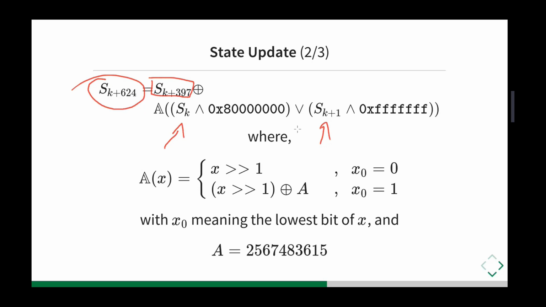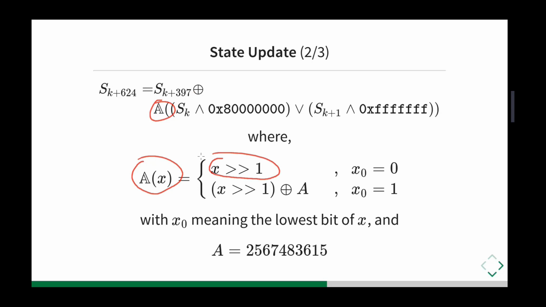And then there is this A function. As I said, no need to go into the details, but this is just an idea of how this is implemented. It takes an input, a mask of bits, and gives the bits shifted by 1 to the right, or shifted by 1 to the right and XORed with a constant, depending on the lowest bit of the input. If the lowest bit is 0, you do just a shift. If it is 1, you do the shift and XOR. So this is how it is implemented in C.